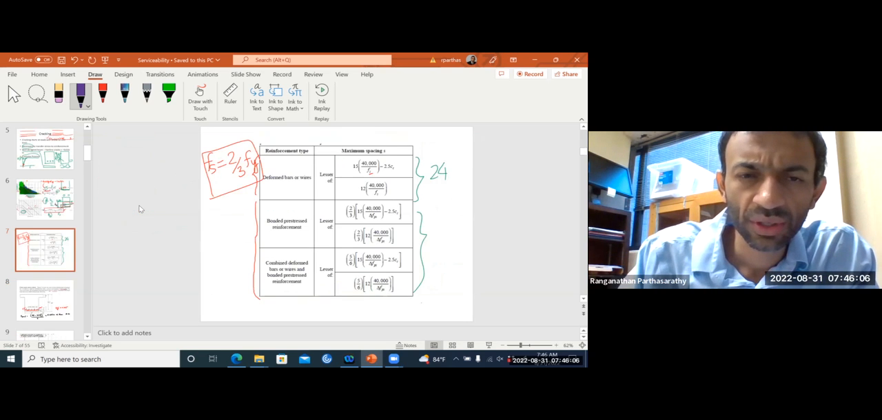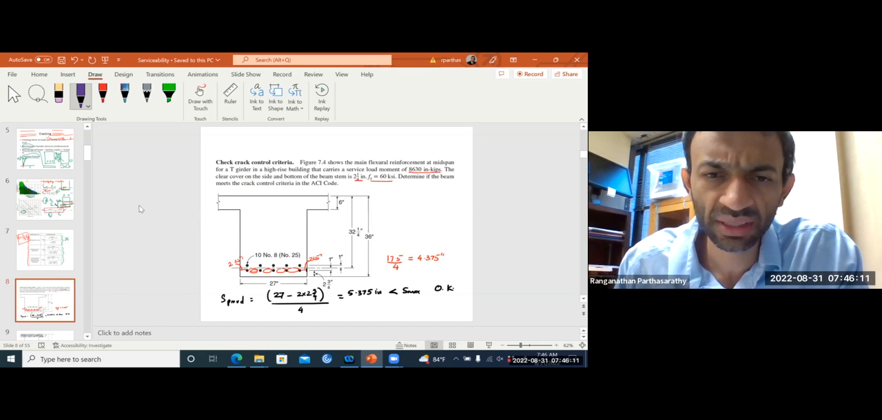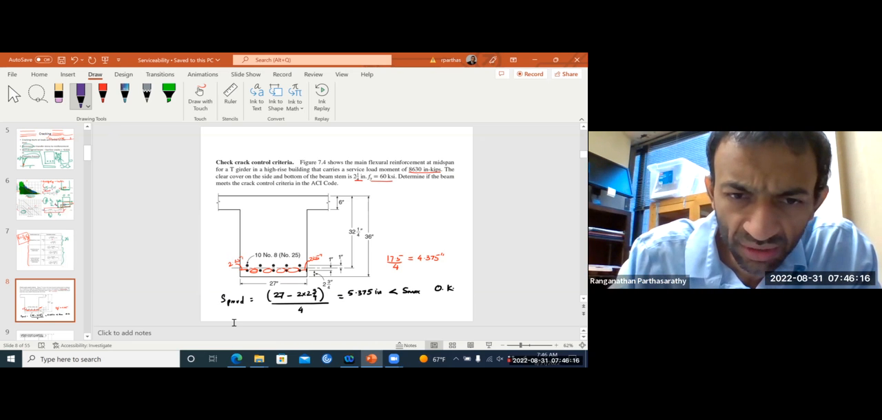Now we just solved a problem where we check whether the spacing is adequate according to the code requirements. Let me see if I'm able to open up the code.